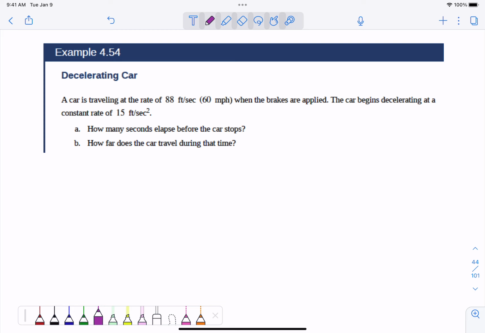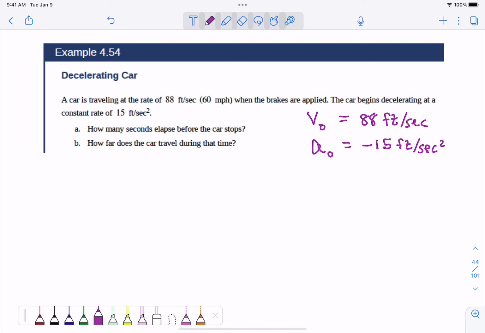Okay, so let's look at what we know. I'm going to call it the initial velocity. Let's call it v sub 0 is 88 feet per second. Okay. My initial acceleration is decelerating, so it's slowing down at a rate of negative 15 feet per second squared.